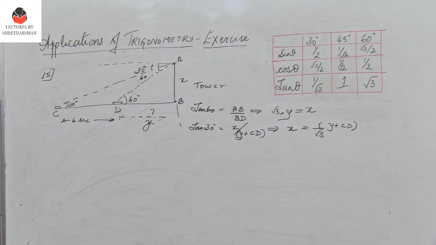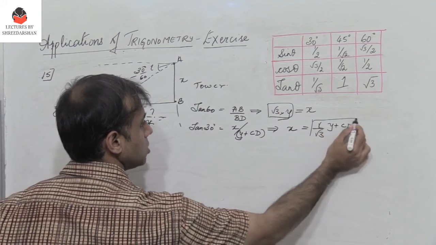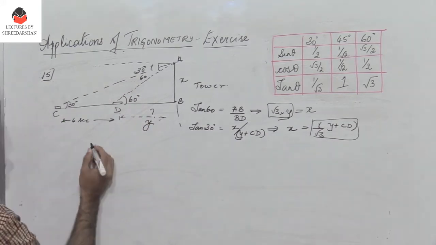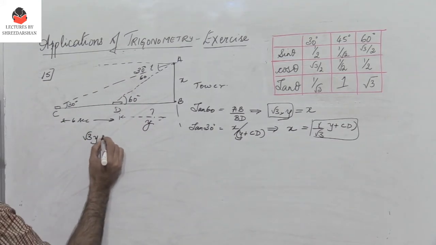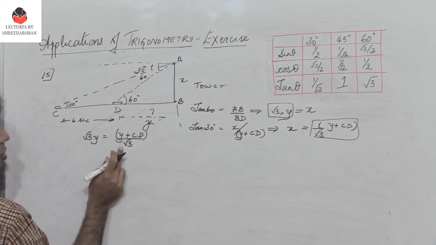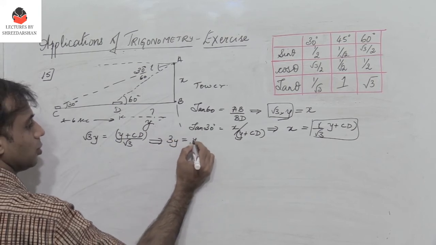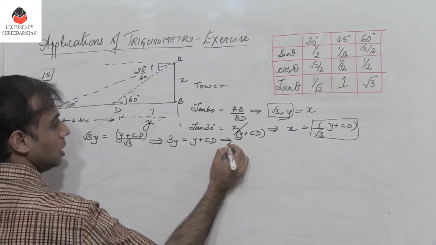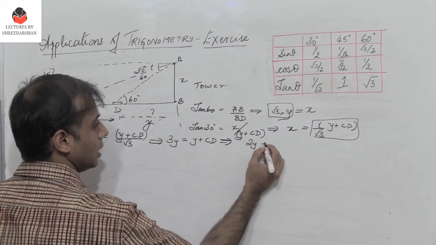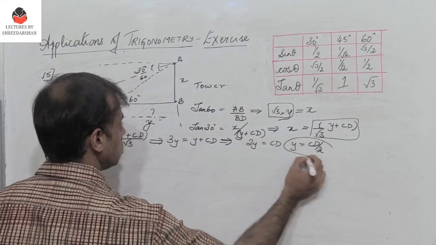Alright. So now I have x equals root 3 into y, and x equals y plus CD divided by root 3. So x is root 3 into y, x is also equal to y plus CD by root 3. So I equate both of them. Root 3y equals y plus CD divided by root 3. So this root 3 goes to LHS, it becomes 3y equals y plus CD, or this implies 2y equals CD, or y equals CD divided by 2.